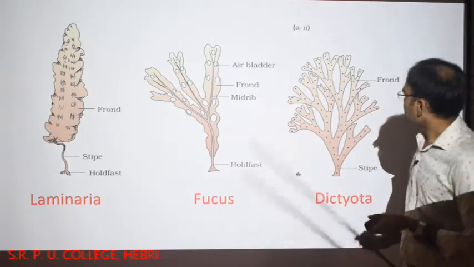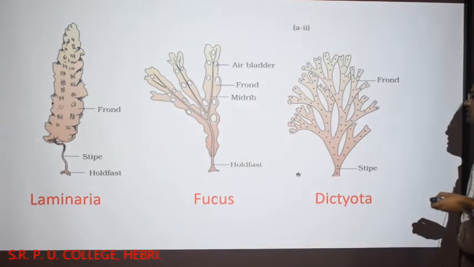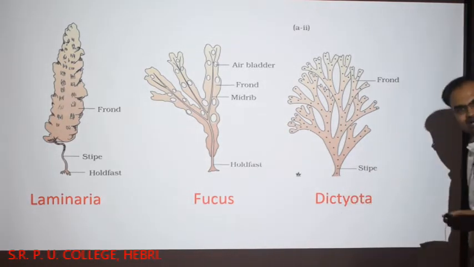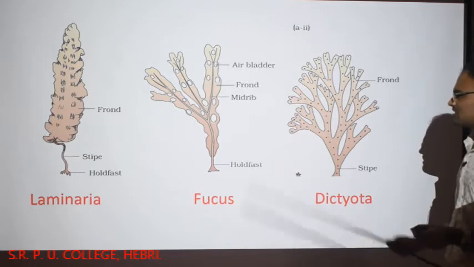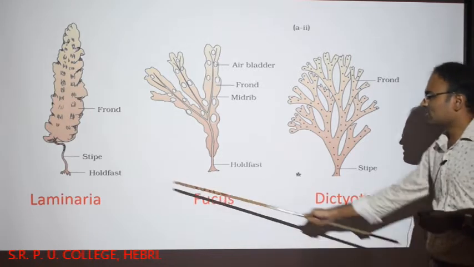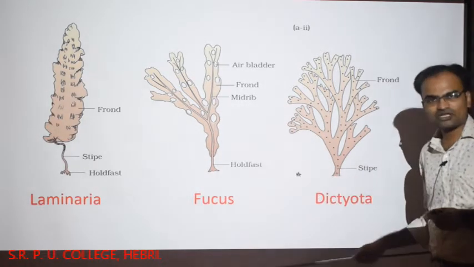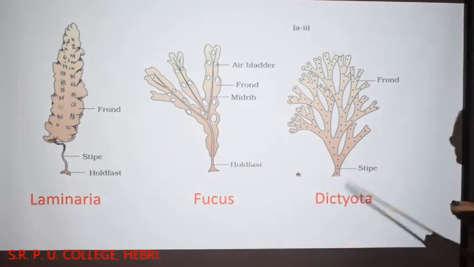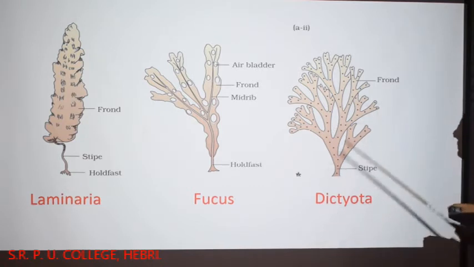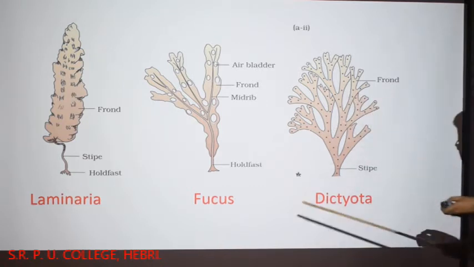Like this one is Dictyota, where the plant body is somewhat profusely branched compared to this one, Fucus. Laminaria is not branched. Compared to that, Fucus is limitedly branched. Compared to Fucus, again Dictyota is multiple times branched. So that frond is branched here.